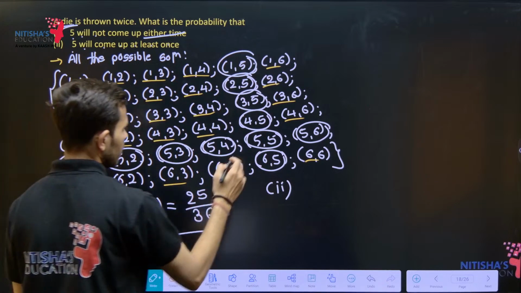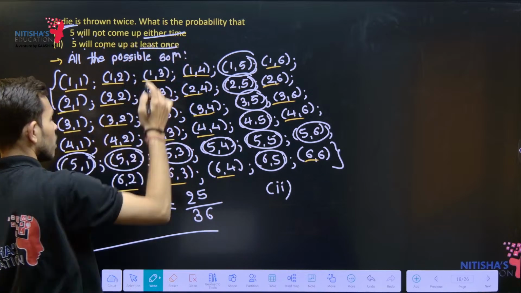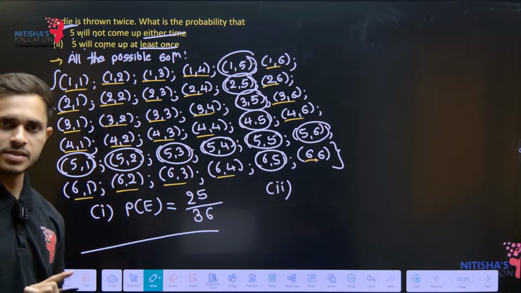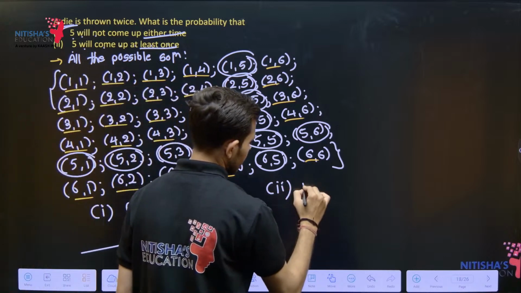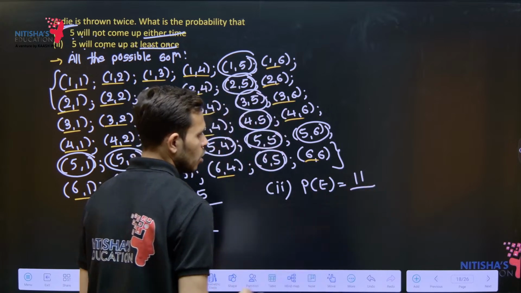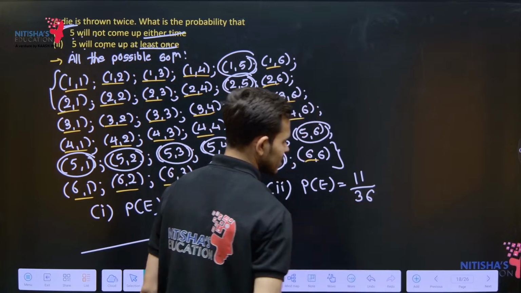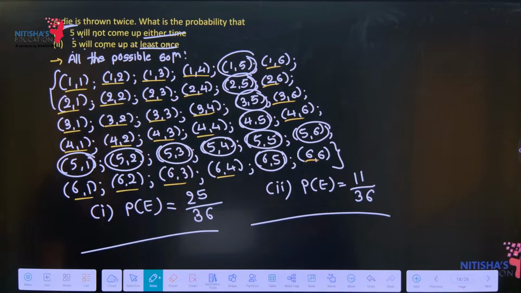आप बोलोगे सर यहाँ पे तो 5 5 2 टाइम्स है, तो यहाँ पे क्या बोला है, एटलीस्ट 1, मतलब एक बार तो आना ही चाहिए, एक से ज़्यादा बार आएगा फिर भी चलेगा. तो ऐसे टोटल हमारे पास फेवरेबल रिजल्ट आ गए हैं 11. तो 11 न्यूमरेटर में आएगा और टोटल हमारे पास हो गया ऑब्जर्वेशन 36. तो ये हमारी प्रोबेबिलिटी हो गई हमारे सेकंड क्वेश्चन की.